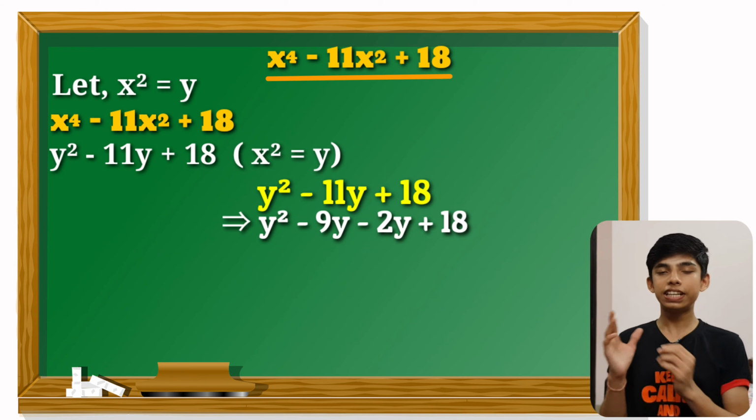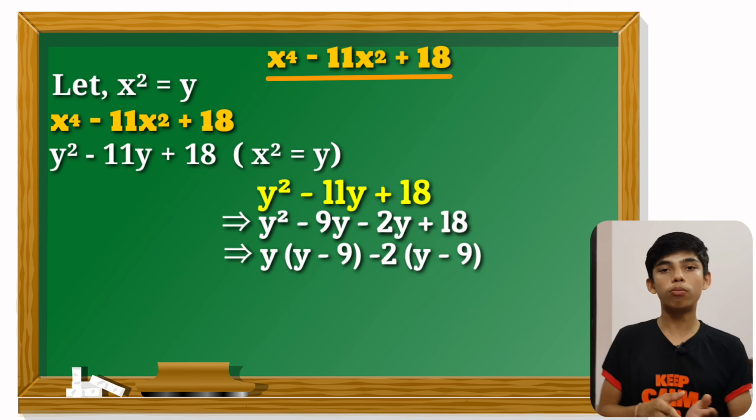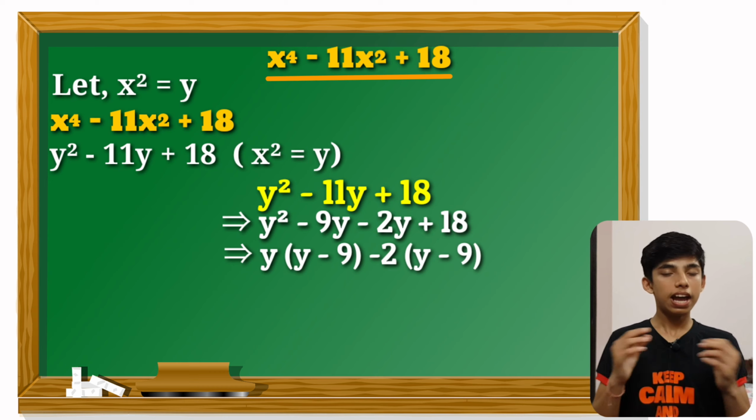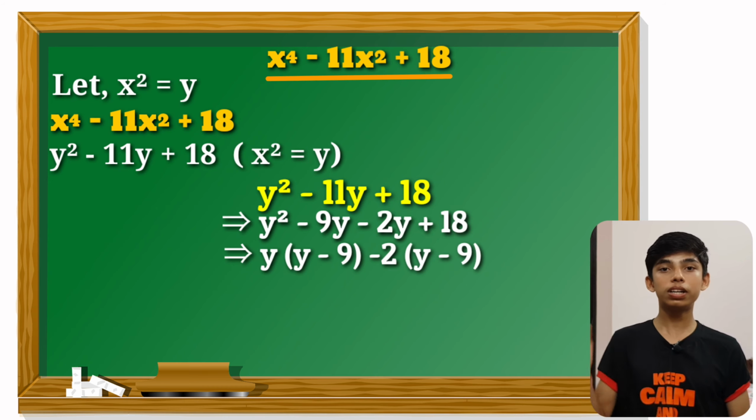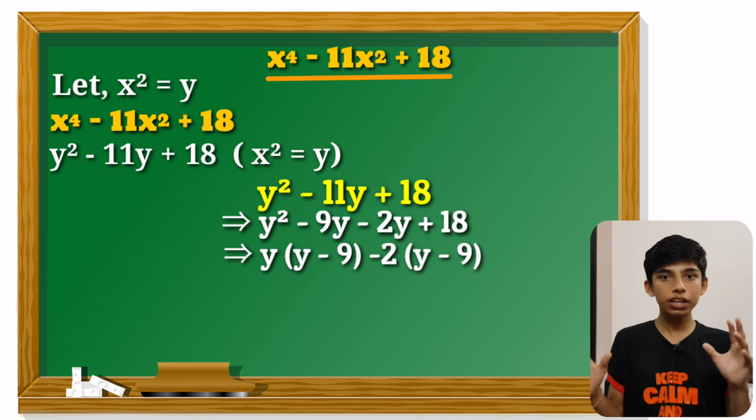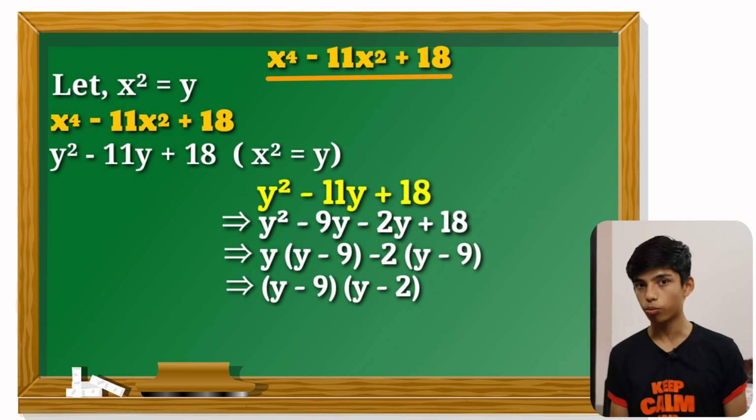And now let's just take the commons here. In the first two terms, y is common and then in the bracket we will get y minus 9. And now we have minus 2 as a common and then in the bracket again we will get y minus 9. So finally we got our two factors as y minus 9 and y minus 2.